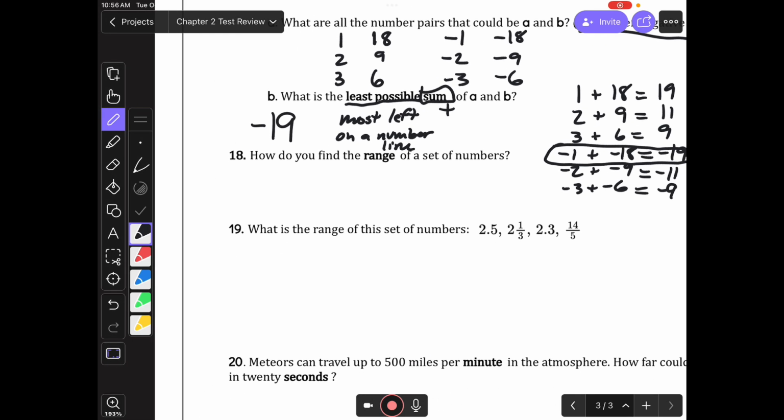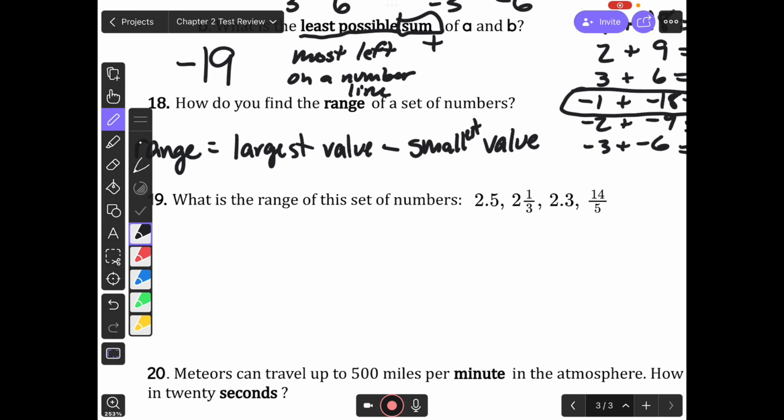For number 18, how do I find the range of the set of numbers? The range of a number set would be the largest value subtracted by the smallest value. Right, it's telling me how big a part is this data set. Number 19 asks, what is the range of these numbers?